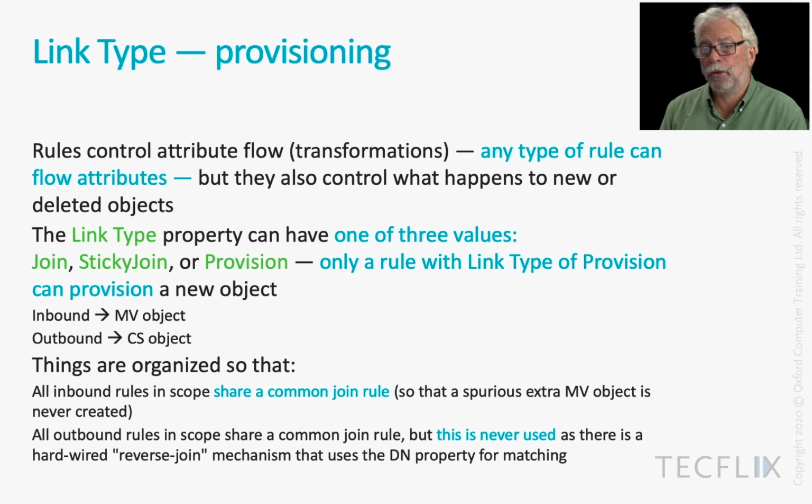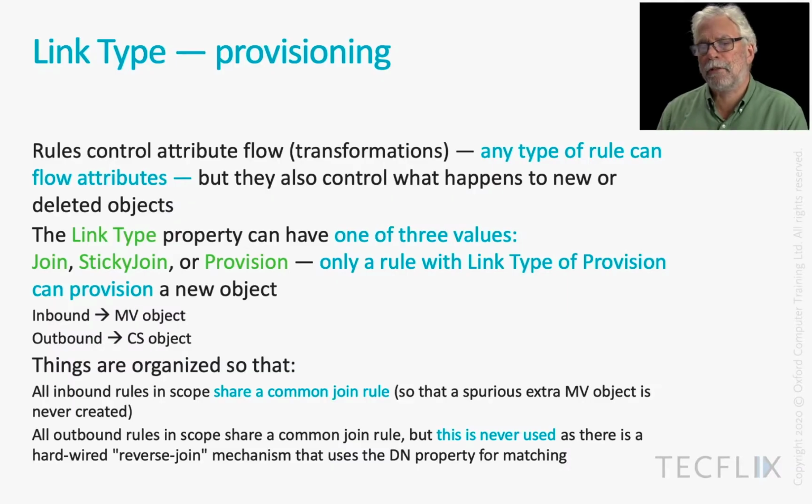All outbound rules also have to share a common join rule, but it's never used, curiously enough, because there is a hardwired reverse join mechanism in place. Now you could reasonably ask, why on earth is it arranged this way? And the answer is that there always has to be a join rule just to keep the processing pipeline happy, the sync processing pipeline happy. It's just the way that it works.